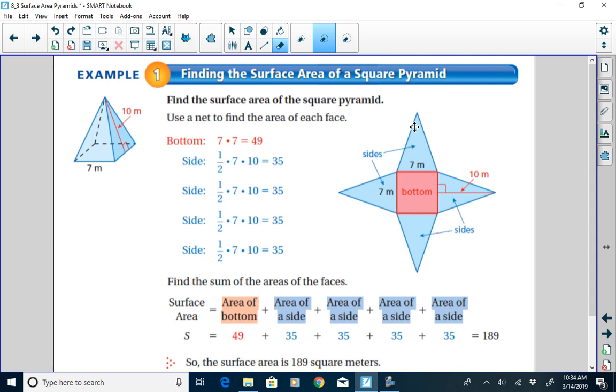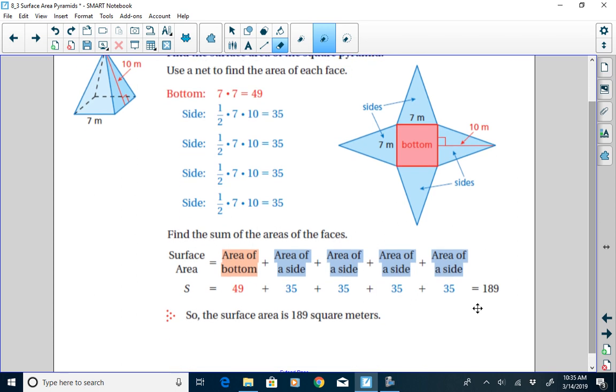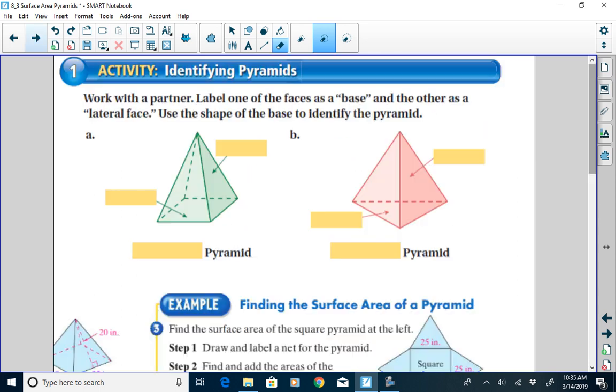But there are four sides. There's one side, two sides, three sides, four sides. So we have to find the 1/2 of 7 times 10. We have to do that 4 times. We add together all four triangular sides plus the square base, and that's where we get the surface area of 189, and that's what we see here. And the units, of course, are going to be square units.